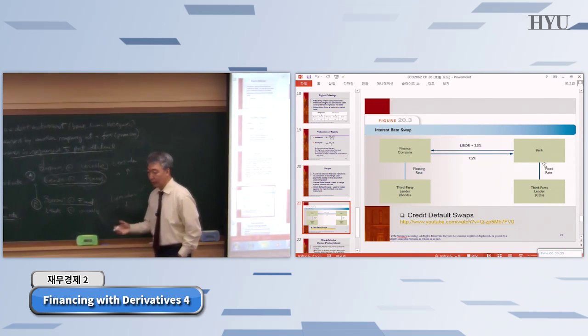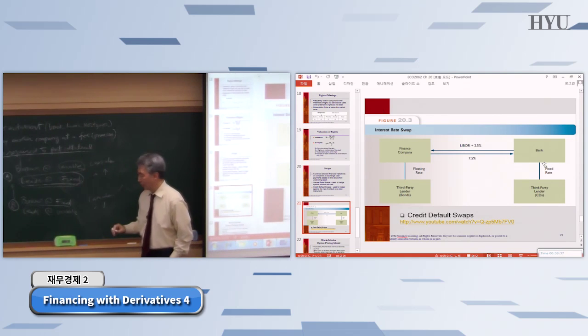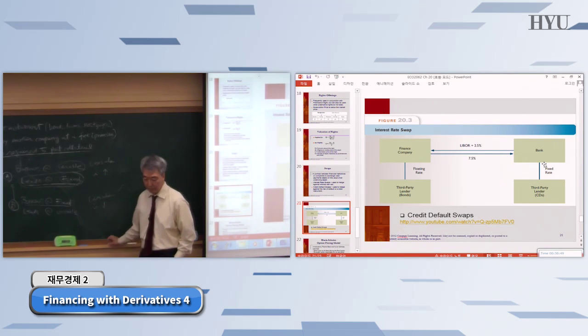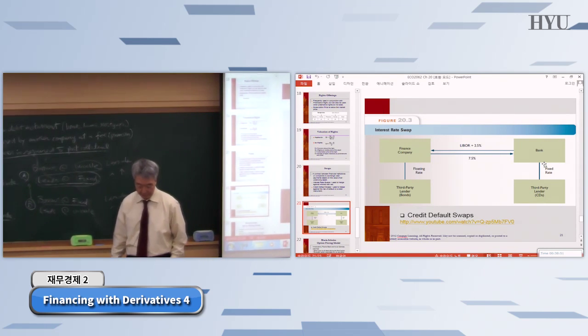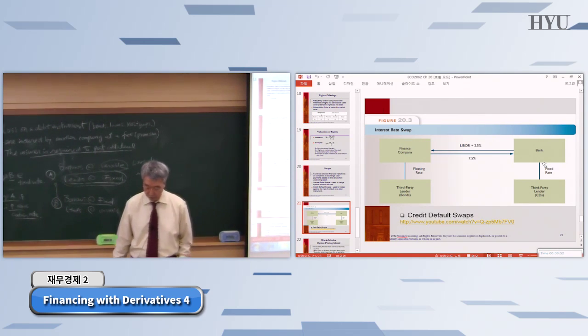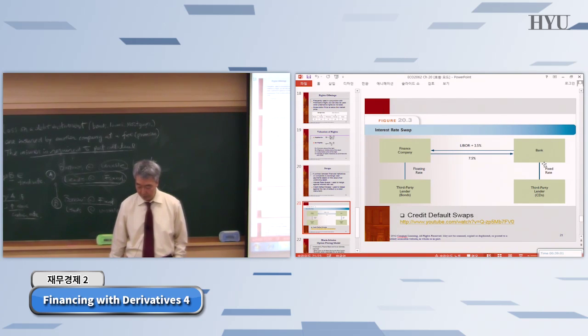So they will, I guess, match their weaknesses and strengths, okay? And they will help each other depending on the situation, whether the interest rate rises or drops. Okay? So that's a very simple example of an interest rate swap between two financial institutions. Okay?